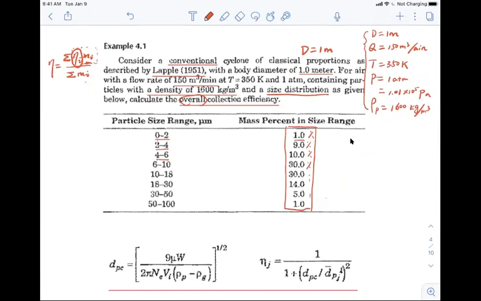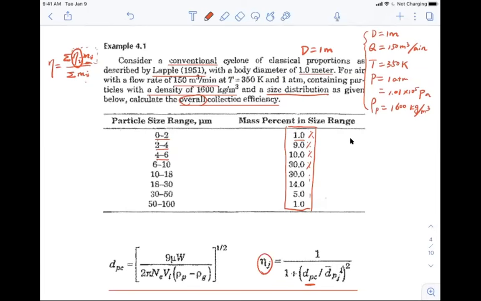right? So basically, we need to first find out what is the efficiency at these specific sizes, right? But to do that, we need to first find out what is the cutoff size, right? What is the cutoff size for this cyclone system here?